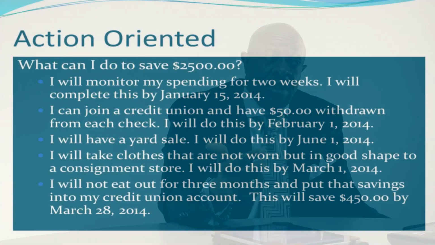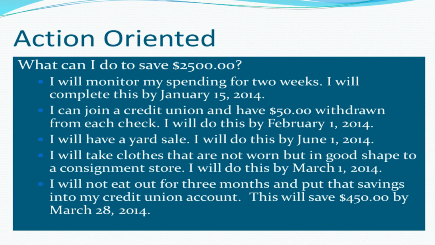And so, for instance, if I want to save $2,500 a year, I might say these things. I will monitor my spending for 2 weeks. I will complete this by January the 15th. I can join a credit union and have them take $50 out of each paycheck. I will complete this by February the 1st. I will have a yard sale. I won't complete that until June the 1st.